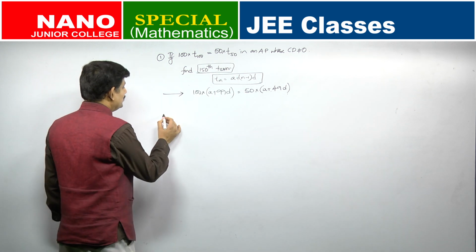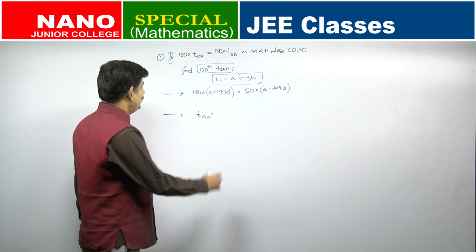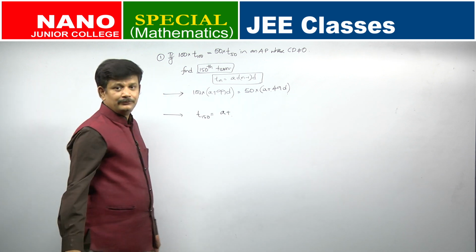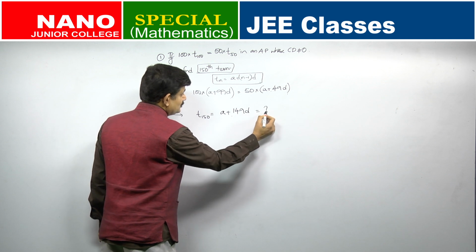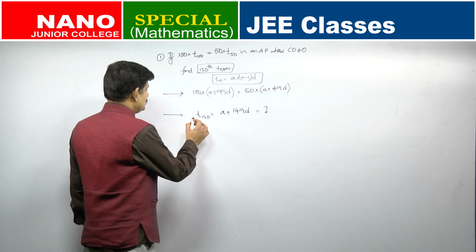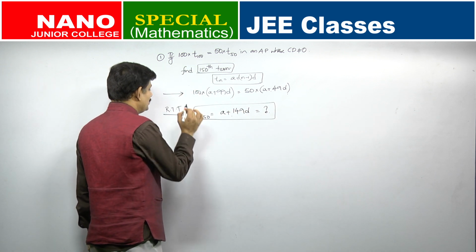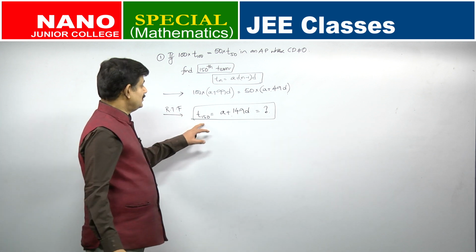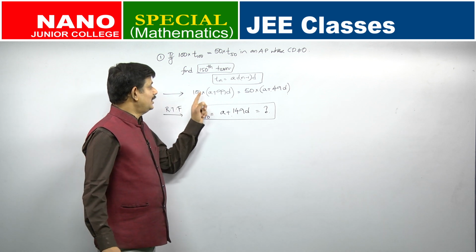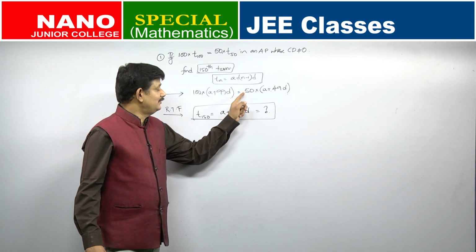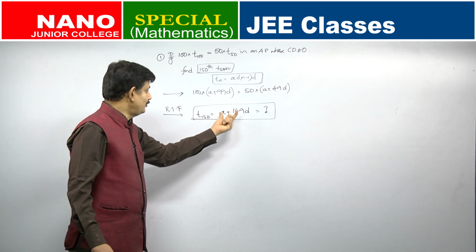So, how to find that 150th term? First identify what the 150th term is. It will be a plus 149 into d. So, this is what you need to find. Is it clear what is given and what is being asked? You are required to find T 150, which is a plus 149 d, and what is given is that 100 times T 100 is 50 times T 50. Using this condition, you have to find it.